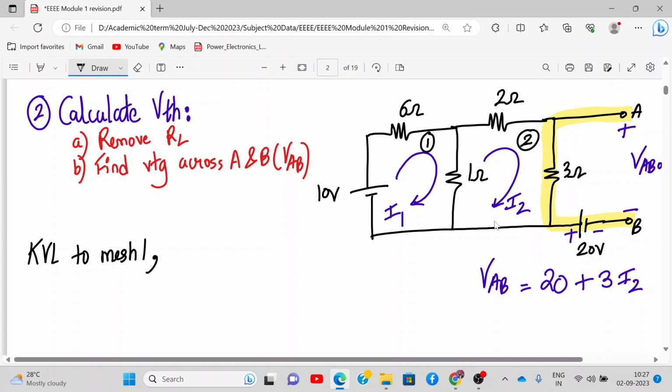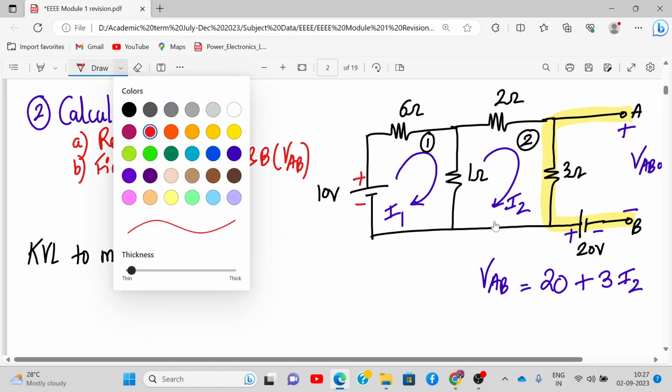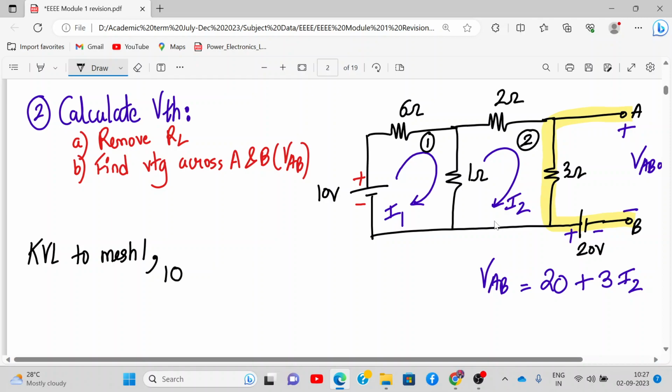So for mesh 1, again I repeat, we are going from minus to plus. So that will be plus 10. Then this drop will be minus 6 I1. And then this current will be I1 minus I2, because we are in the first loop. So 1 into I1 minus I2 is equal to 0. Did you understand how we have applied this KVL?